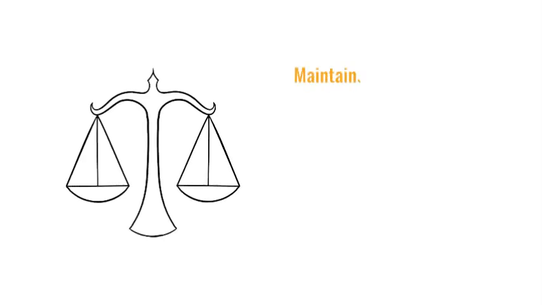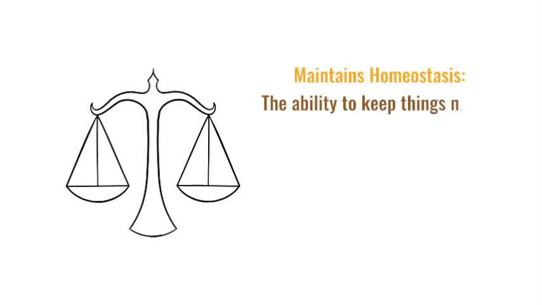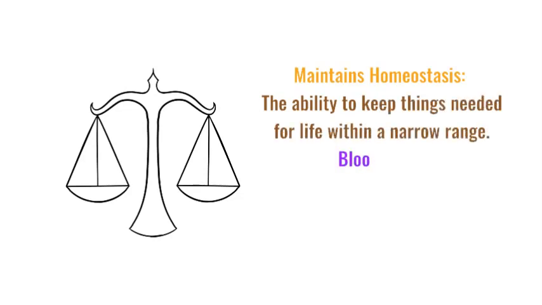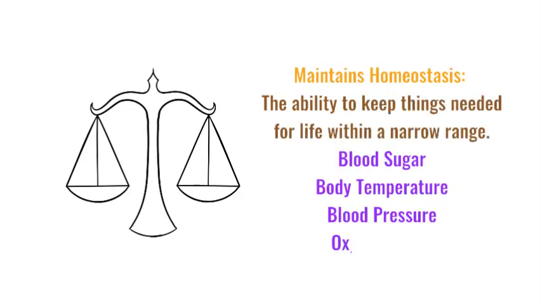Another thing that living organisms do is maintain homeostasis. This means to maintain a balance of something that's required for that organism to be alive. Blood sugar, body temperature, blood pressure, oxygen levels, those are just a few of the things that living organisms are able to keep within a narrow range.